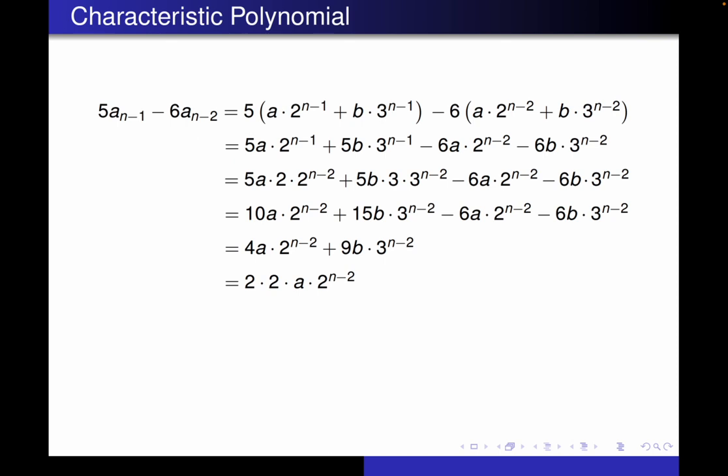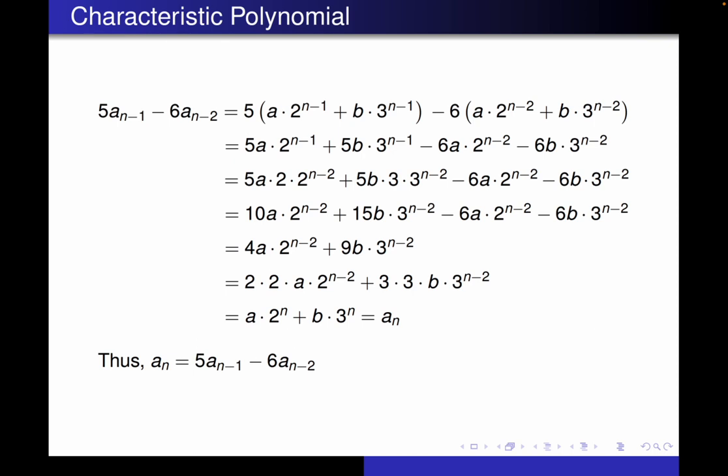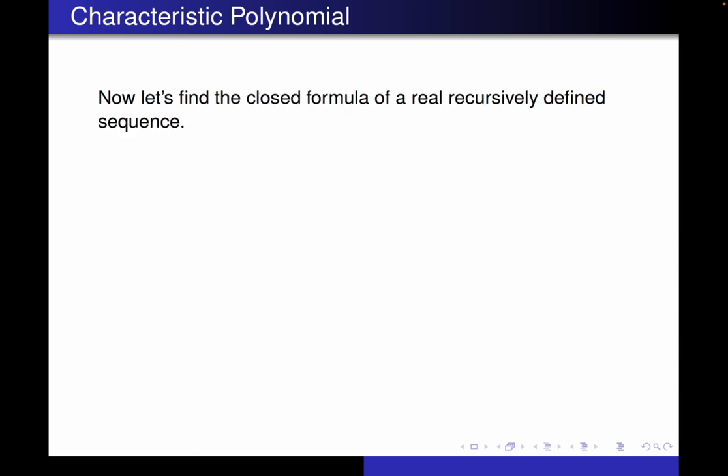And then we do our little trick where we say 4 is 2 times 2, 9 is 3 times 3. Combine all the factors of 2 to get a times 2 to the n. Combine the factors of 3 to get b times 3 to the n. And if that looks familiar, that's because it was exactly the formula for a sub n. So we just proved that a sub n is equal to 5 times a sub n minus 1 minus 6 times a sub n minus 2, which means that the formula a times 2 to the n plus b times 3 to the n always works as a solution no matter what our a and b are, which is going to make things really nice when we start finding particular solutions.